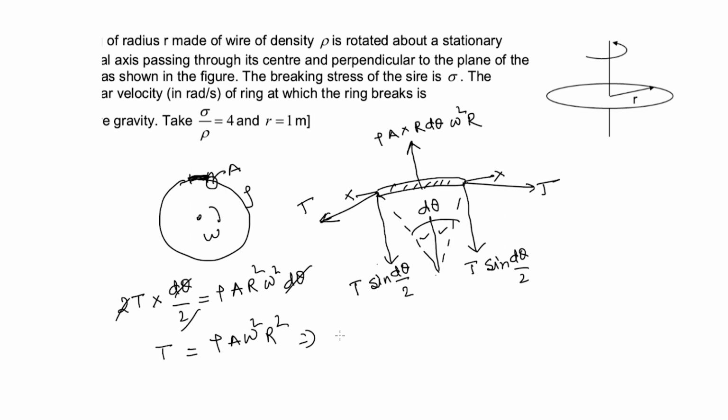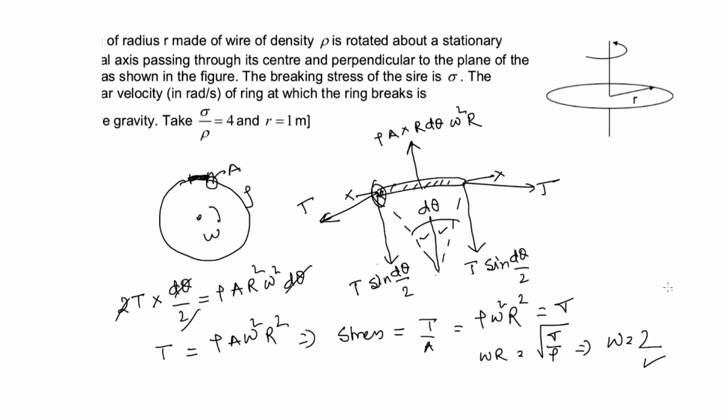So the stress is tension by area, because I have to divide the tension by this area A. The T by A is nothing but rho omega square r square. When it breaks, it reaches the breaking stress. So omega r is equal to under root sigma by rho. R is equal to 1, sigma by rho is 4. So the value of omega is 2 radian per second. That should be your answer.